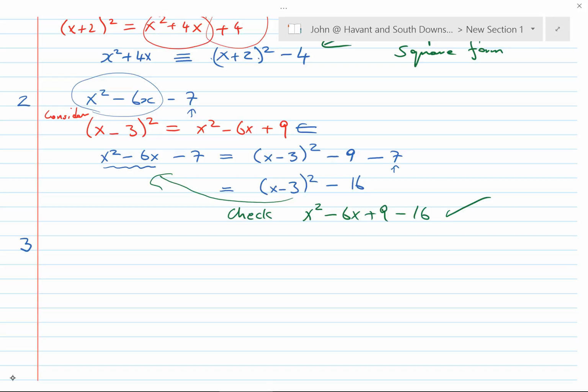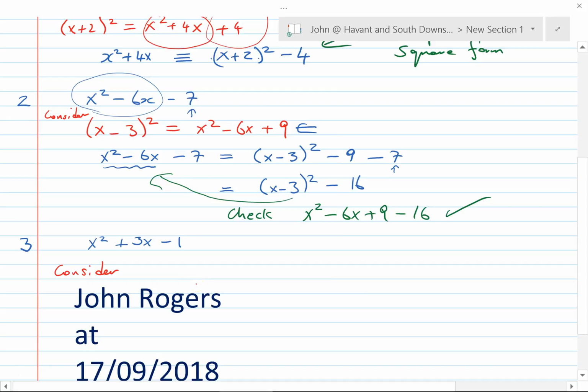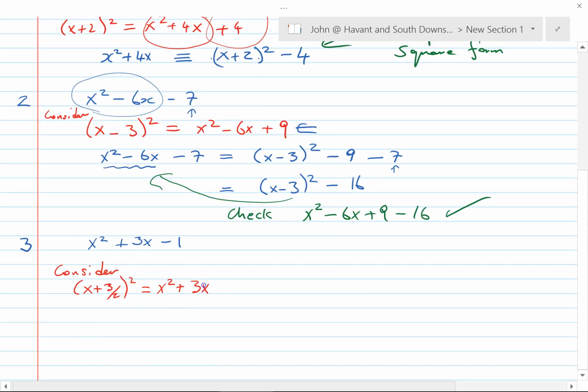Okay, let's do another example. It looks the same type of thing, but it's going to be significantly harder because this is odd, which is surprising, because we've got to consider fractions, it's going to make the question that much harder. So what we need to do is consider the square of x plus 3 over 2. Okay, so that gives me x squared plus 3x plus 9 over 4. Make sure you square this thing properly.